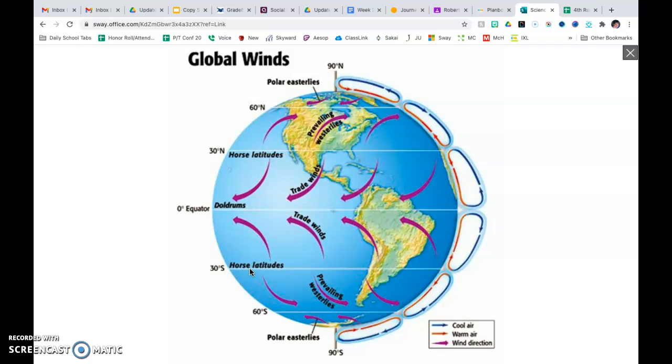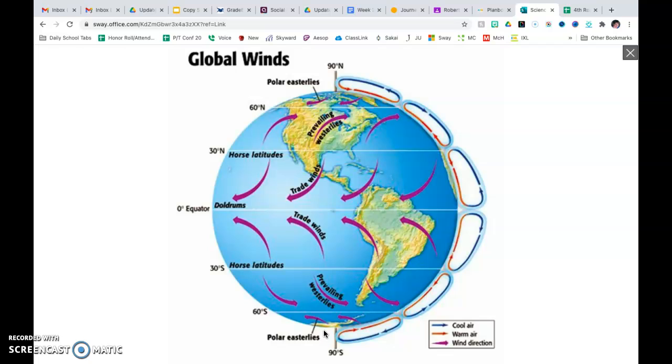And then at 60 degrees north and south, which is between your 60 and your 90, would be your polar easterlies. Okay, and notice they're both going from the east.